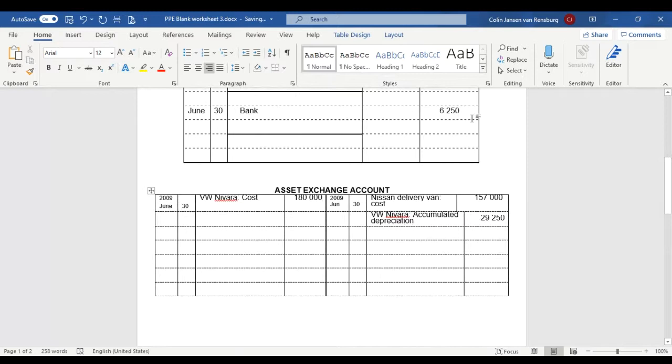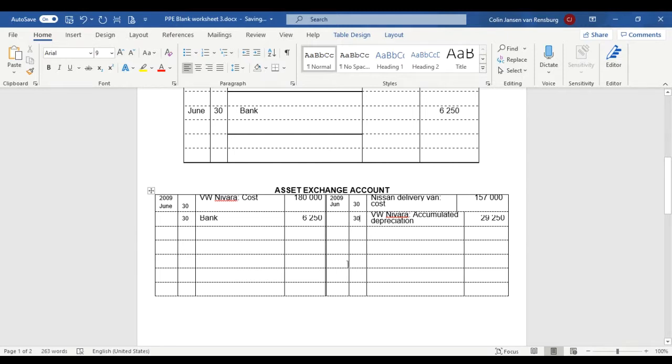And then lastly there, we've recorded the movement of cash. So we credited our bank account. This asset exchange account contains the contra to that. So there we will have a bank account. And the amount that we credited the bank account with was 6,250 rand. So let me just go and type the dates in as well. That was also the 30th of June.